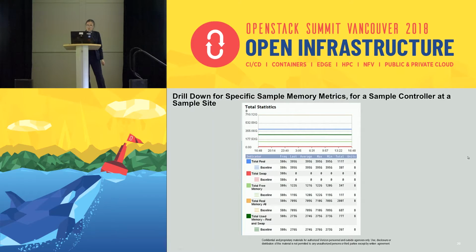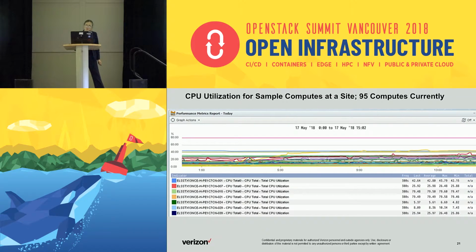If we drill down a little bit, we might want to look at memory for a sample controller. This shows a few different memory metrics that we're tracking. And then CPU utilization for a sample compute. This particular site has 95 computes currently, so we can graph them all on a single graph, and that's the result. Or we can also drill down individually.